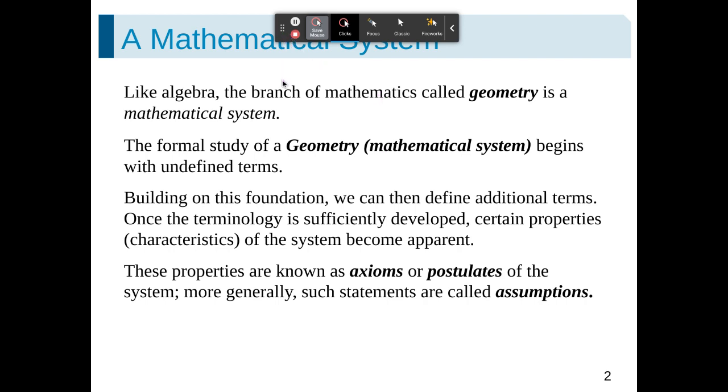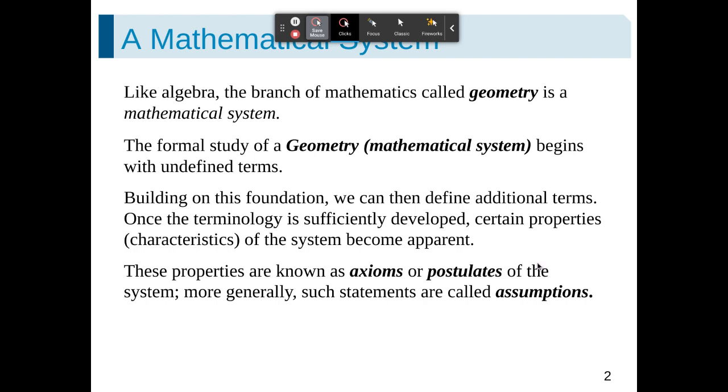All right, so mathematical systems. Like algebra, the branch of mathematics called geometry is a mathematical system. The formal study of geometry begins with undefined terms we talked about in the past sections. Building this foundation, we can define additional terms. Once the terminology is sufficiently developed, certain properties or characteristics of the system become very apparent. These properties are known as axioms or postulates of the systems. More generally, such statements are called assumptions.